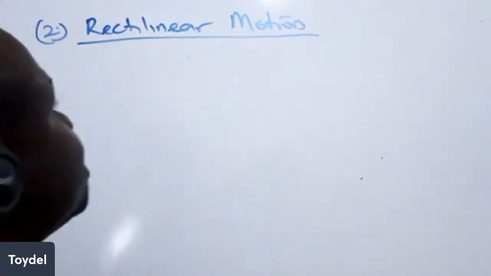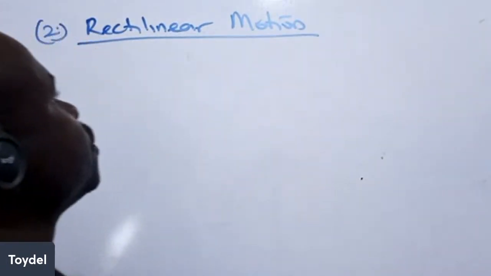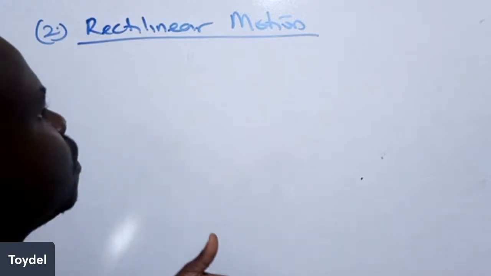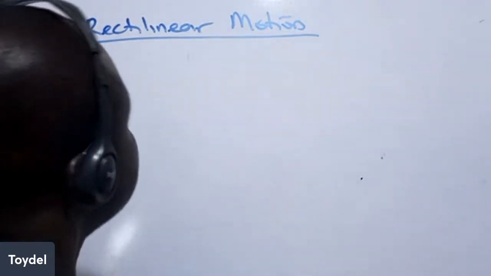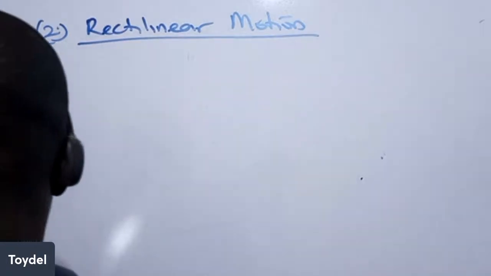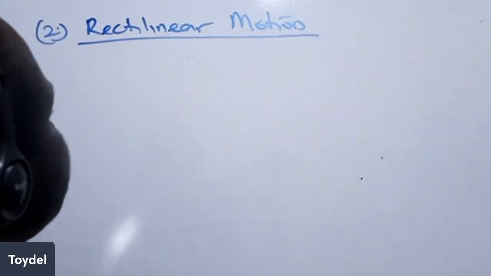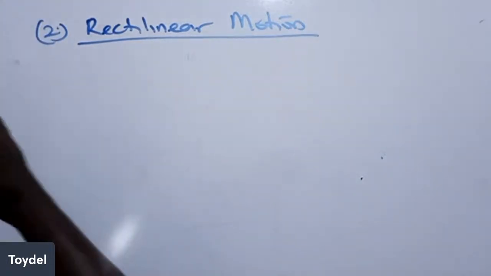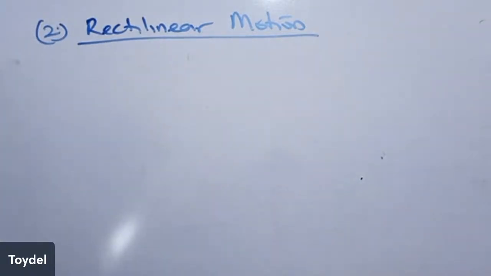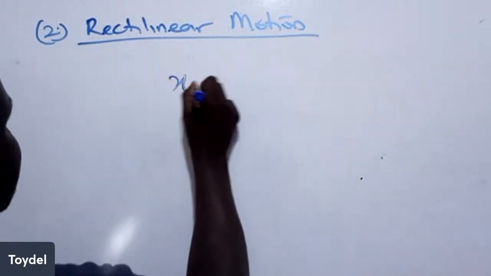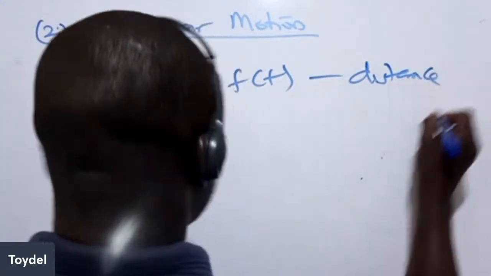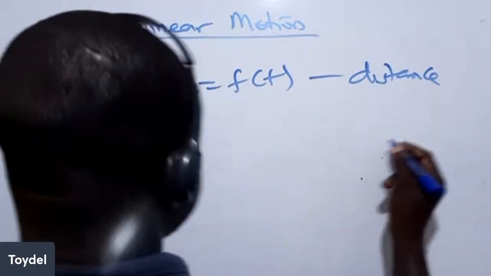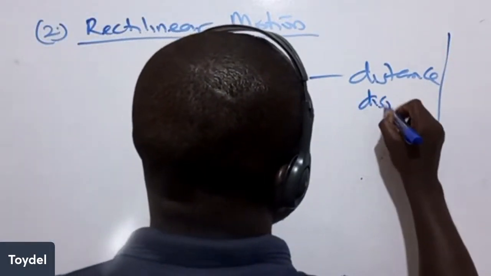Today we want to talk about rectilinear motion. We want to look at the application of differentiation, or differential calculus, to rectilinear motion. Of course, we know that rectilinear motion is the motion of a particle on a straight line. Then if x is a function of t, this could be referred to as distance or displacement.